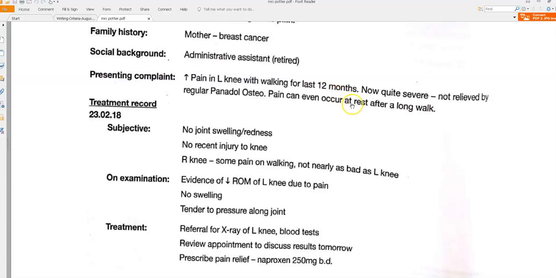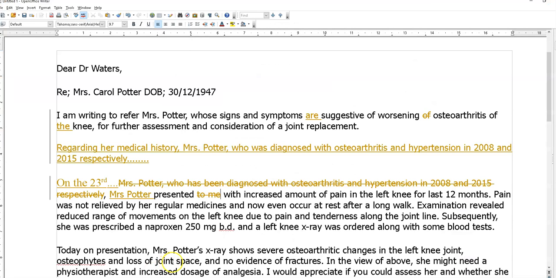So, pain in the knee for the last 12 months, now quite severe. Okay, so she's had this pain for a year, but now it's quite bad. And her Panadol is not working. So, that's not quite what you say there.